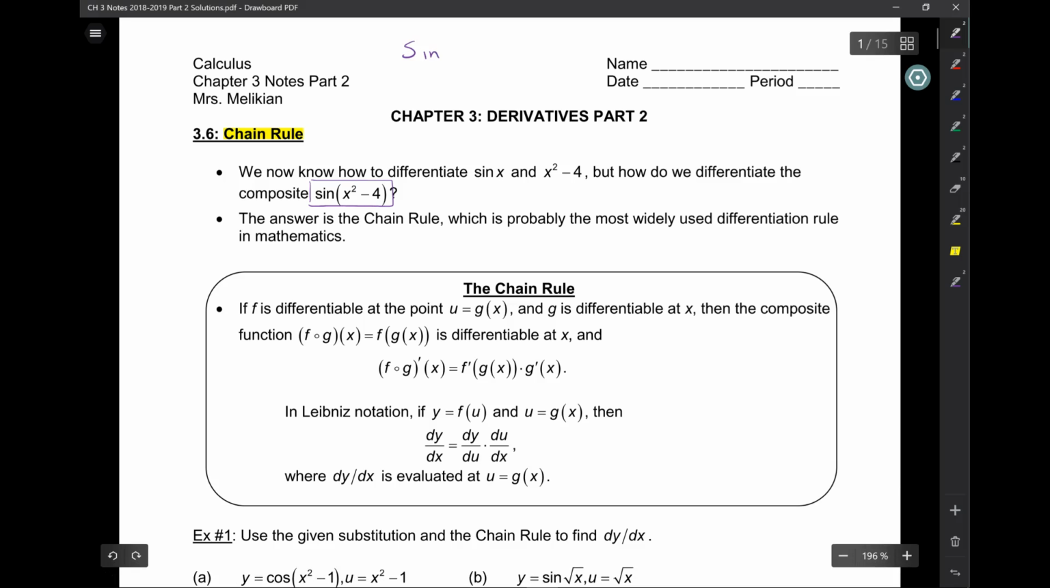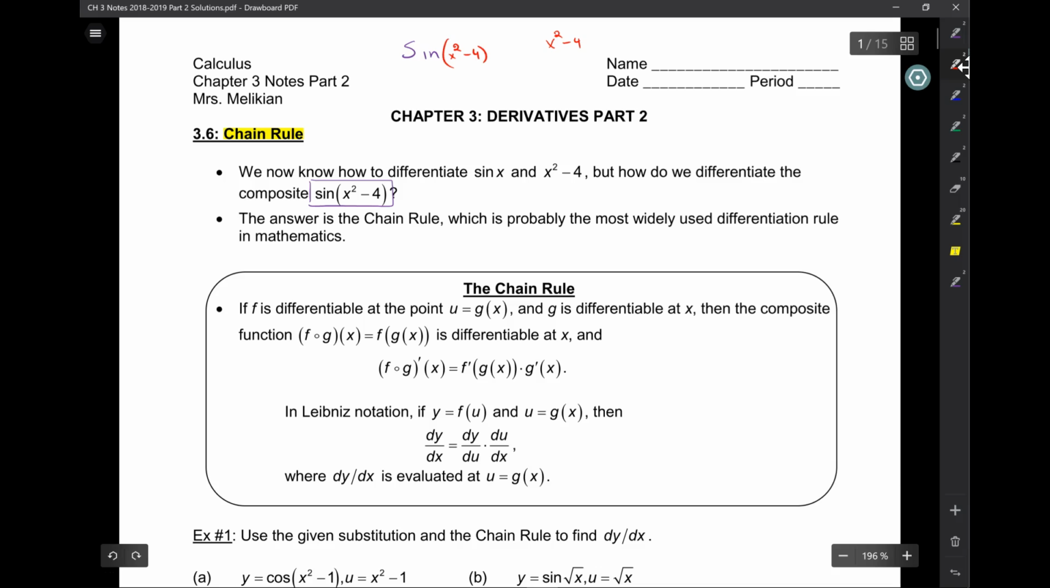Sine of x is the parent function, like we used to call back in algebra 2. But now I'm modifying that function. I'm taking a whole other function, x squared minus 4, and I'm putting it inside of the sine.